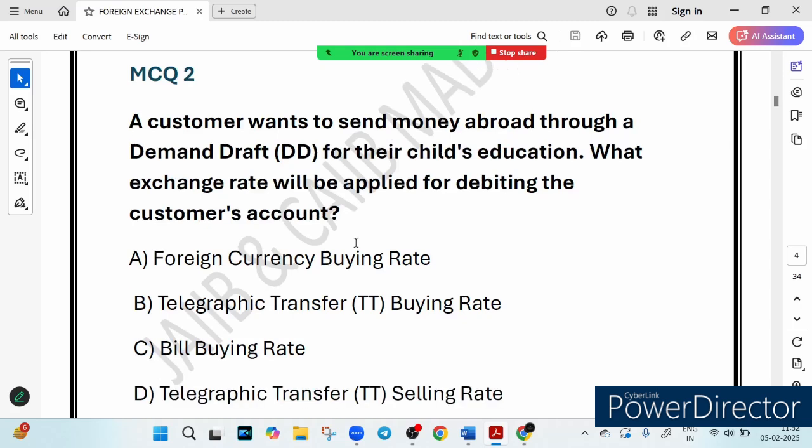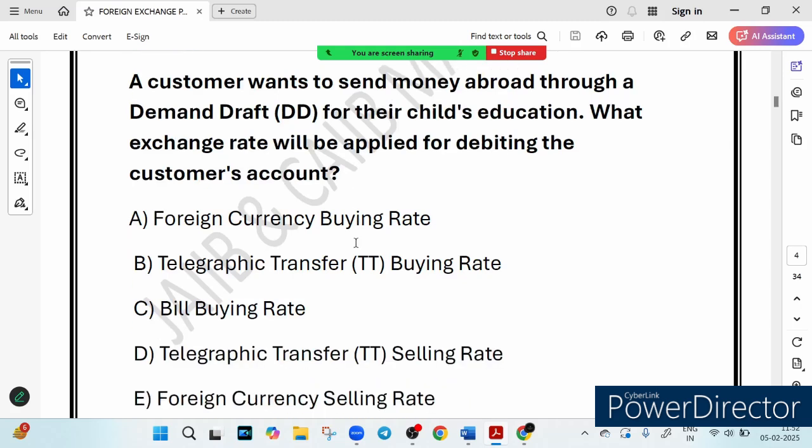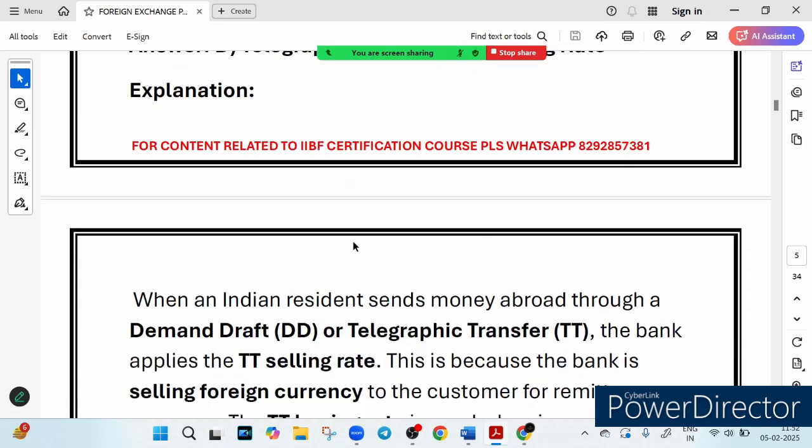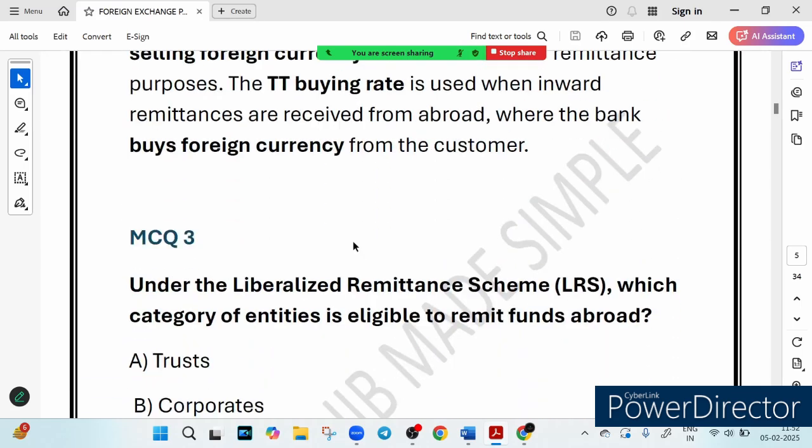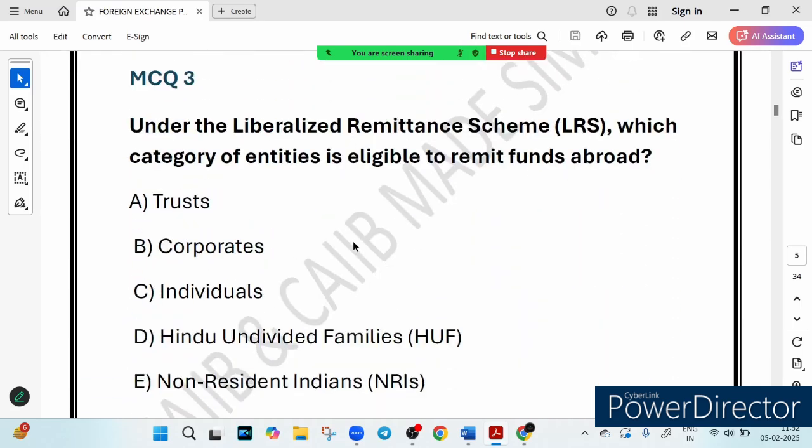So the question says: a customer wants to send money abroad through a demand draft for their child's education. What exchange rate will be applied for debiting the customer account? So this is the question. Let me move to this question later. Before that, let me ask you one more question here. First of all, try this question. I will move to that question later.